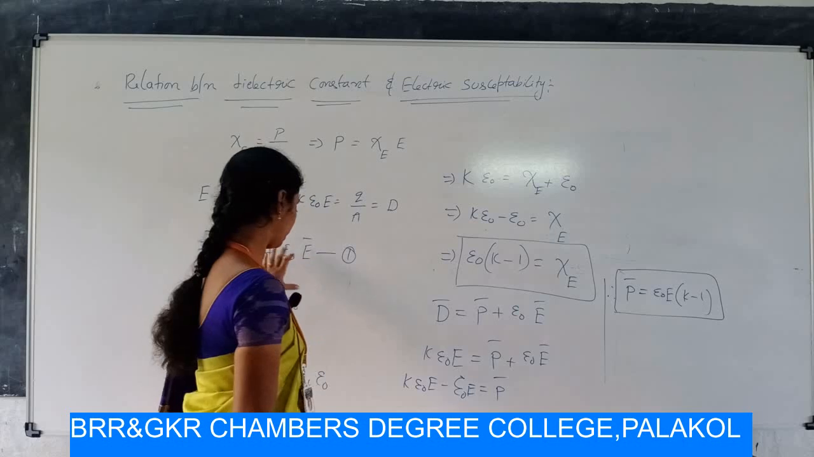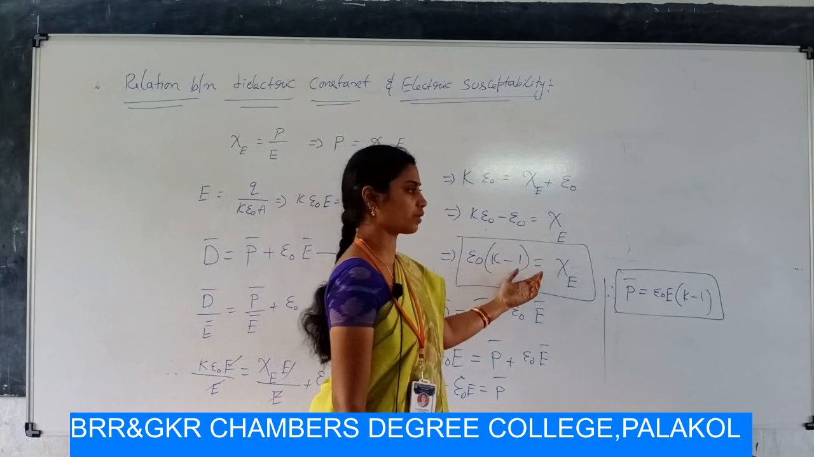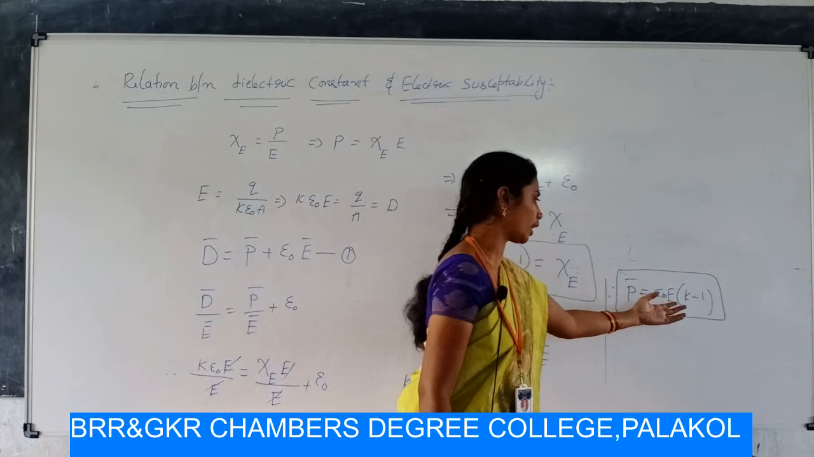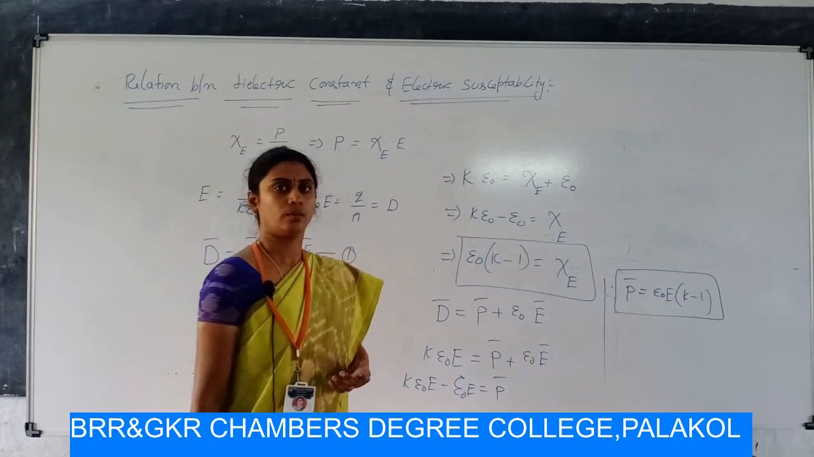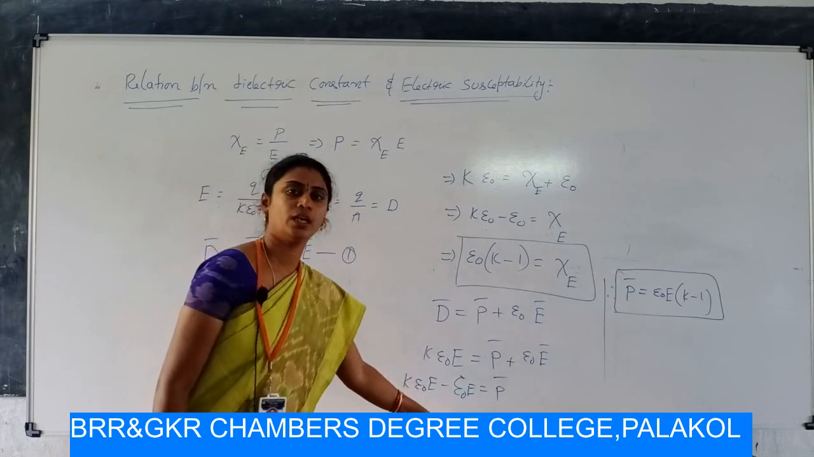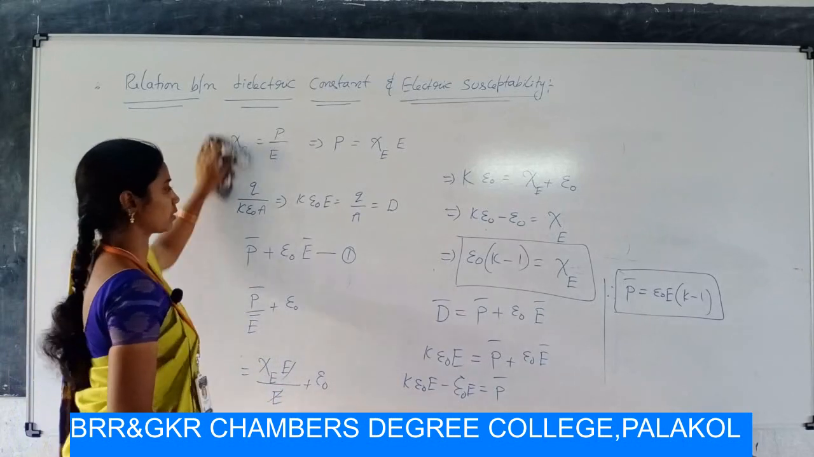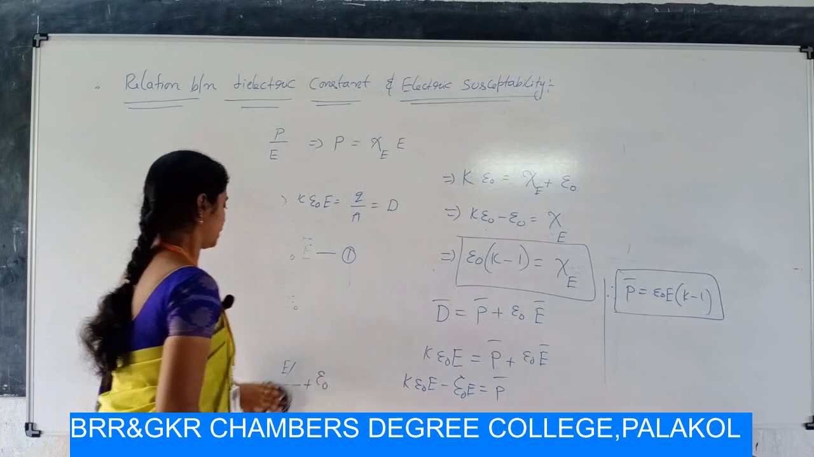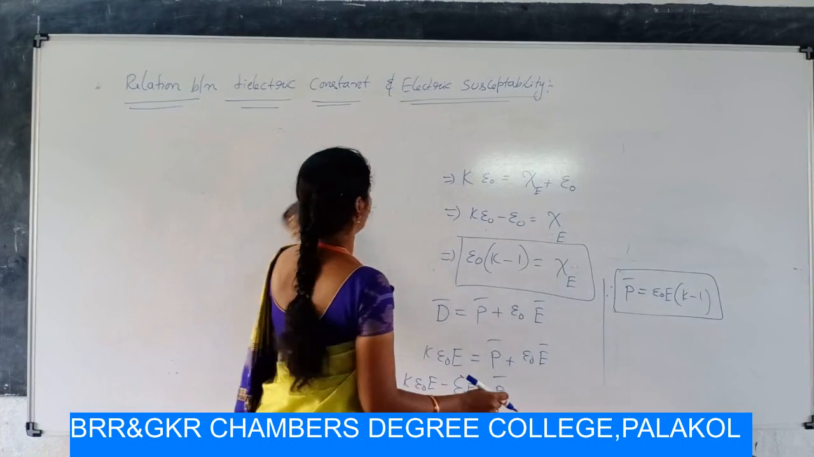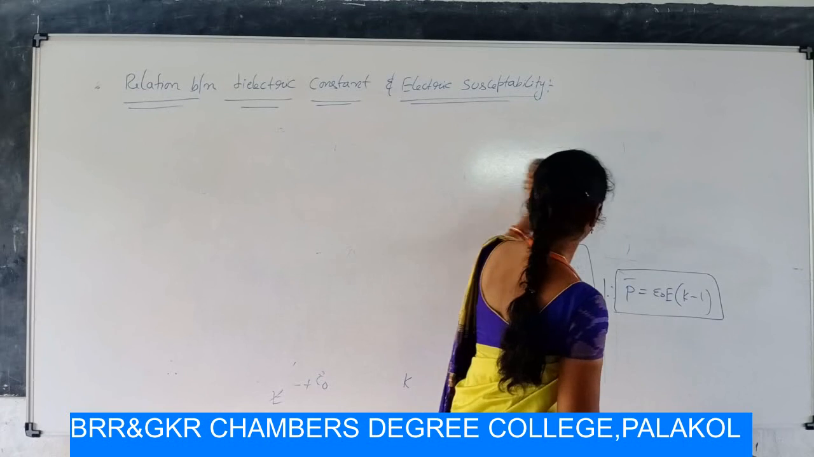So by using these two relations, which is epsilon naught into k minus 1 is equivalent to psi e, and also P bar is equal to epsilon naught E into k minus 1, we can solve problems using these formulas. Okay, we go for the next topic, which is very important to our examinations, that is boundary conditions. Here the boundary conditions are very important.